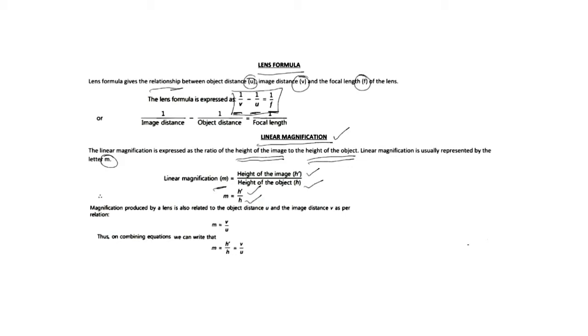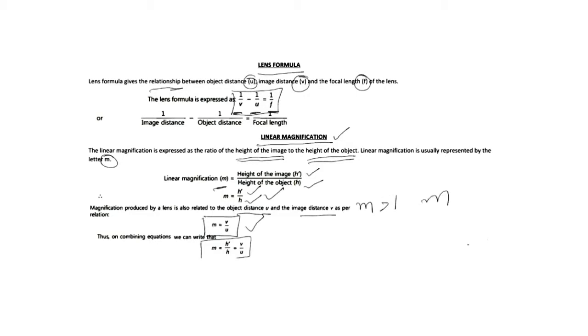Clear? Magnification is also related to object distance and image distance. Magnification is equal to the ratio of image distance to the object distance. Now combining these two relations, we have the formula m is equal to h dash upon h is equal to v upon u. Clear?